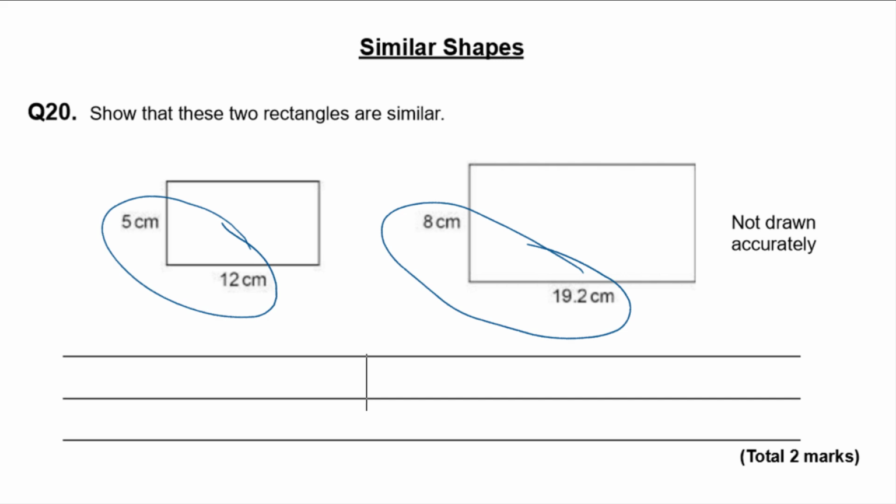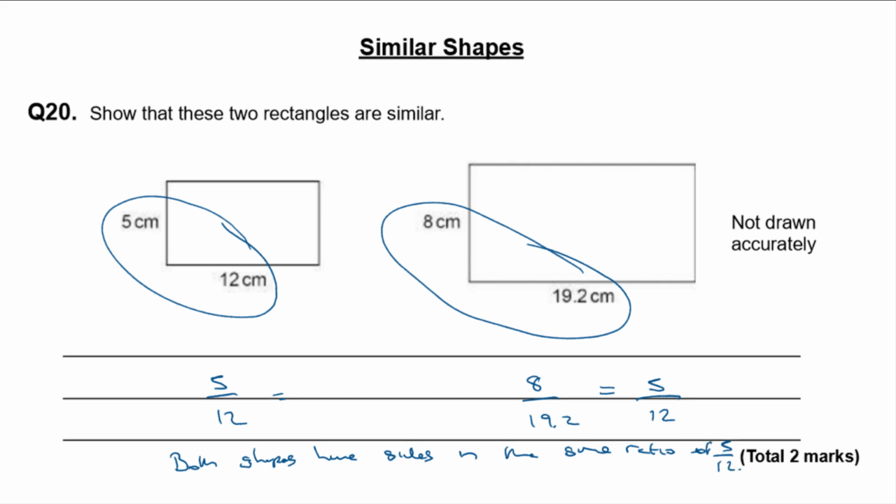So they need to be in the same ratio. So what's 5 over 12? 5 over 12 is, well, it's just 5/12, isn't it? And what is 8 over 19.2? Type that into my calculator. 19.2. That's also 5/12. Okay, so that's it. So I'm just going to say that both shapes have sides in the same ratio of 5 over 12. Okay, I think that would do.